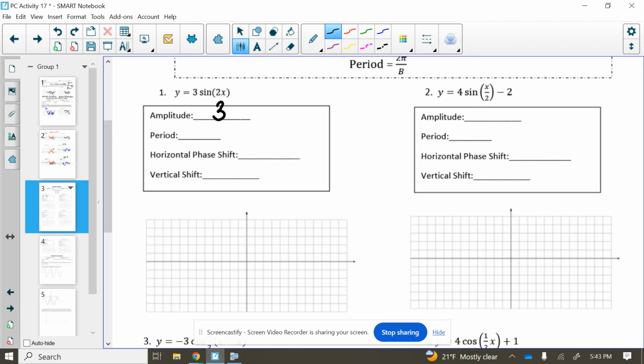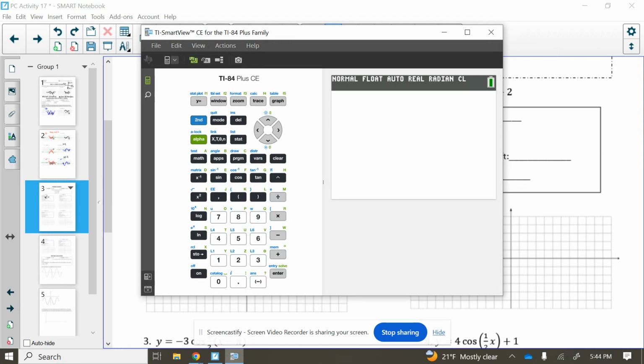This time our b parameter is 2. So if we take 2 pi divided by our b value of 2, we would have a new period of pi. So this is going to be shrunk down and repeat quicker than our normal graph would. So if we look at a comparison of these two, for instance, we would take 3 sine of x versus 3 sine of 2x.